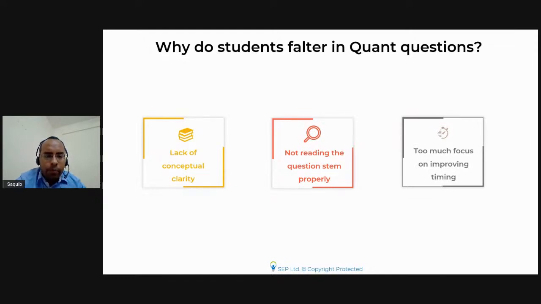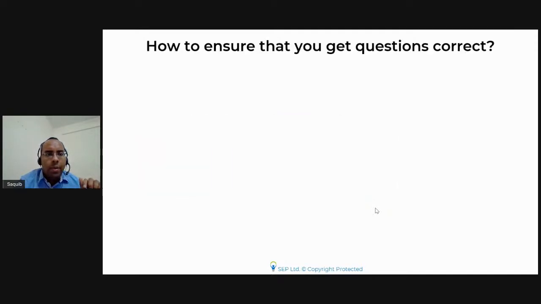Okay, so now that we have understood why people falter in the quant questions, I'm sure you agree to all these things. These are the major things, apart from silly mistakes. Obviously, people do end up making silly mistakes. But now that you know that these are the three problems, how do you ensure that you get questions correct? And I'm talking in general. It could be a 700 level question, a 600 level question, or any very easy question. How do you get it correct without making a mistake?